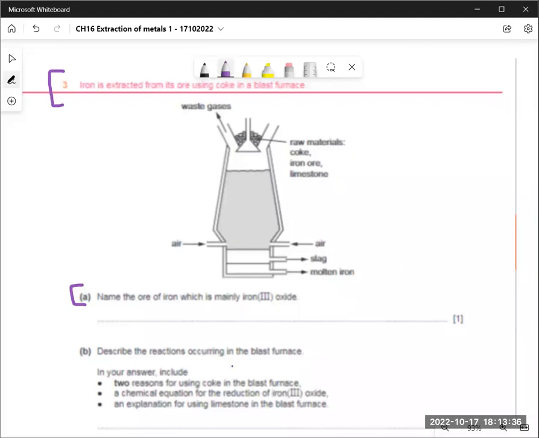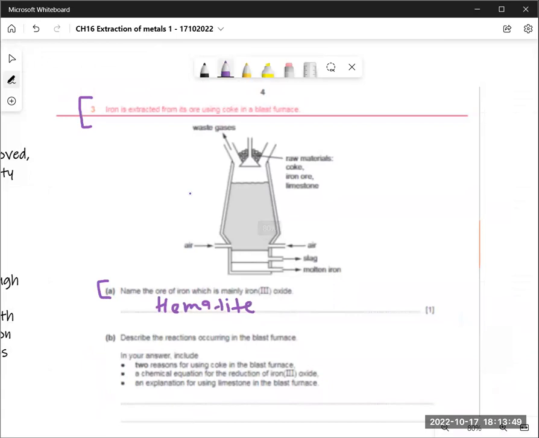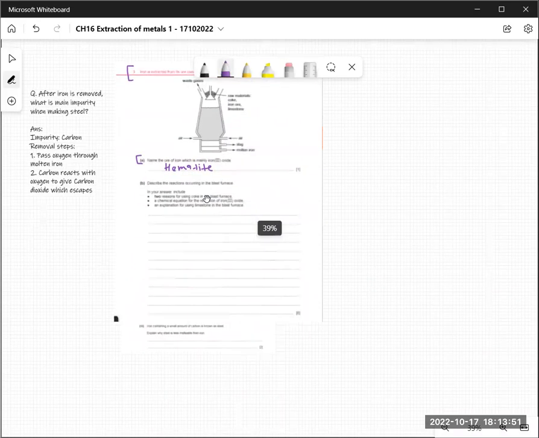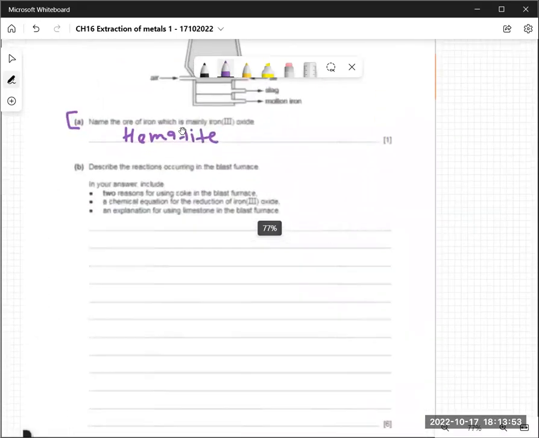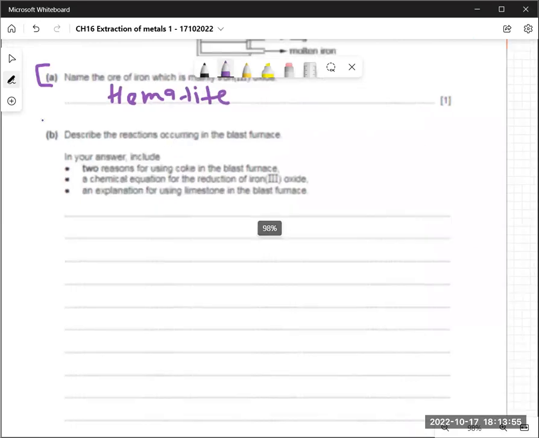Sir, can I say hematite? Hematite. Any questions, anyone? You have written this in your notebook, right? Hematite. That is what it is called. Ore of iron. Now then, read the question, Luna.